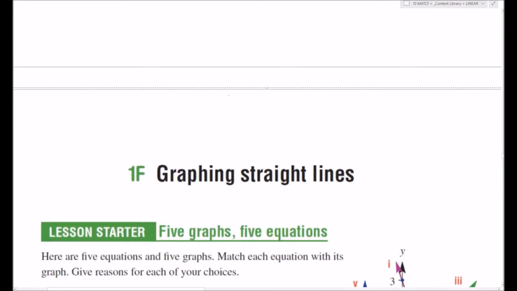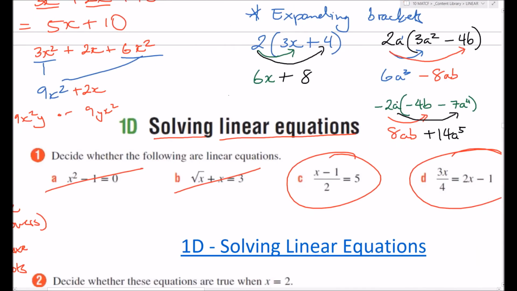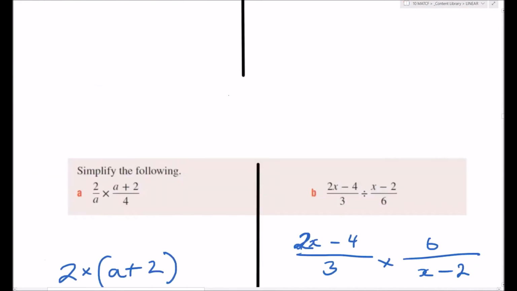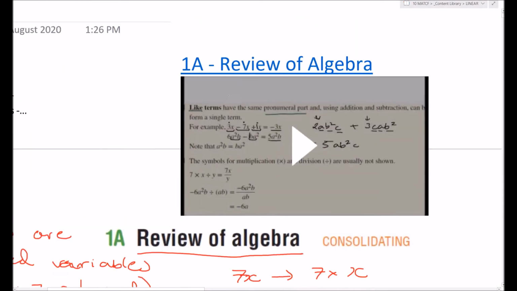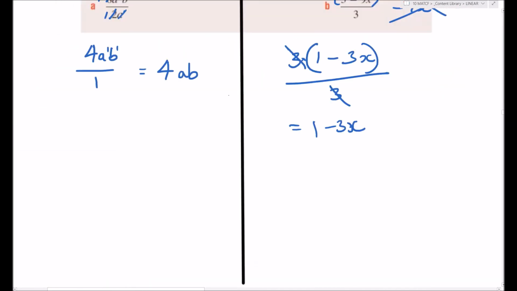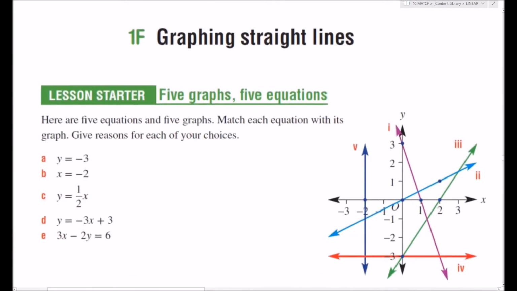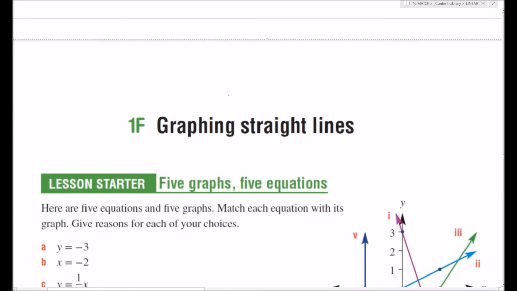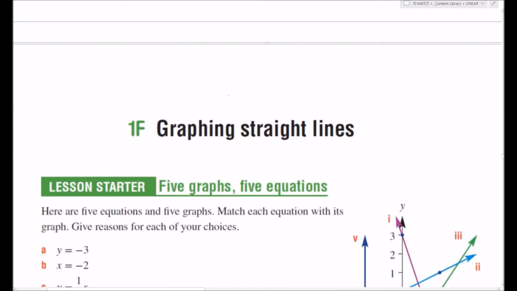Now, just a quick recap. Last lesson, you would have learned about 1D, solving linear equations. Understanding this and also the previous stuff on chapter 1B and 1A is going to help you get a good grasp of what it means to draw a linear equation and graph linear lines, because a lot of the stuff will involve algebra and will require you doing a bit of rearranging, understanding how to get unknown variables. Basically all the algebraic stuff that you would have learned in the previous lessons is going to now apply to this part.